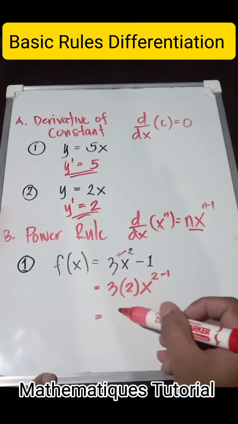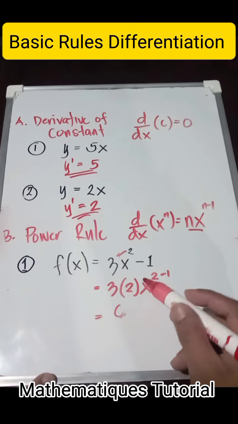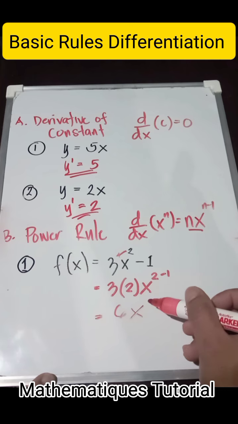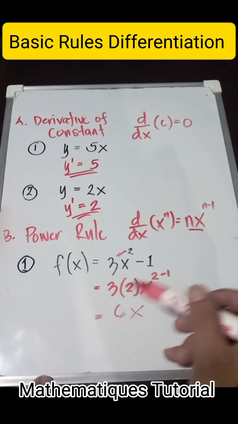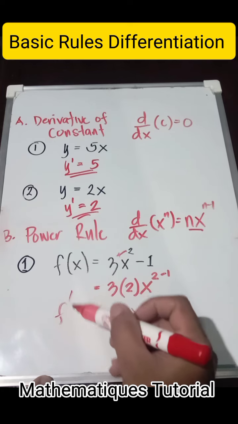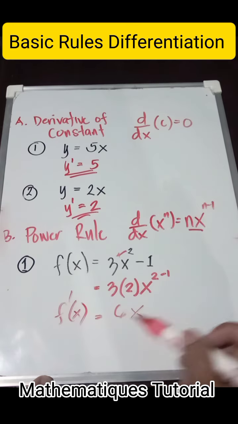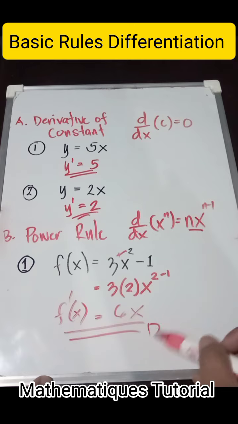Equals 3 times 2, 6. Then copy x, 2 minus 1. That is 1, so do not put the 1 here. So therefore, f prime of x equals 6x. So this is the final answer.